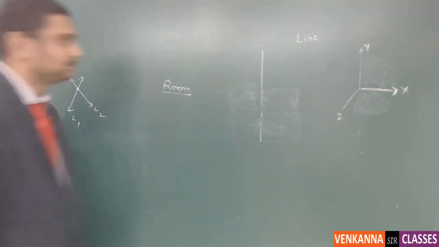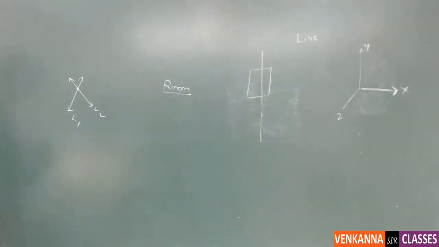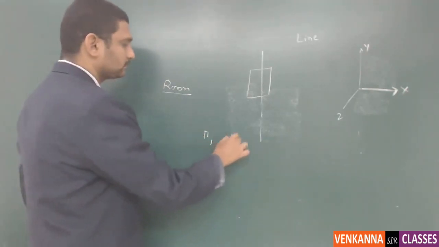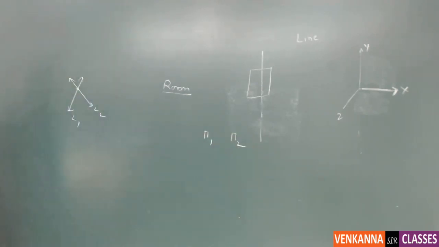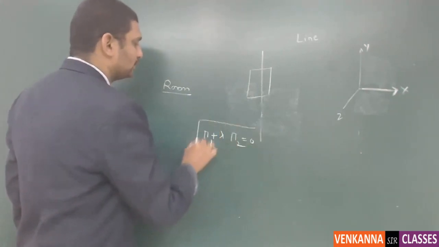Now the concept here is, whenever two planes intersect, from that line of intersection we want to calculate another new plane. We want to calculate a plane which passes through the line of intersection of two intersecting planes. For that, the formula is very simple. Let pi 1 and pi 2 be two intersecting planes. The equation of a new plane which passes through this intersection is pi 1 plus lambda pi 2 equal to 0.